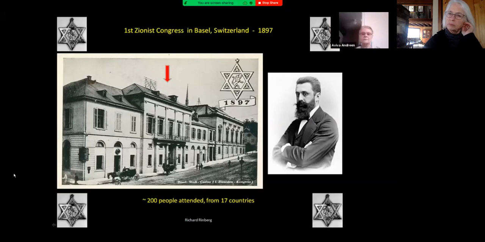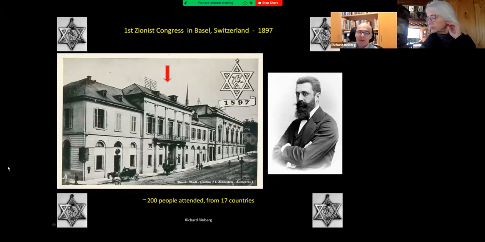And here you have a postcard from 1897. Where I've put the red arrow, that's the casino where the First Zionist Congress is going to take place. Almost 200 people are going to attend from 17 different countries. Some will be official delegates of the Jewish community in those countries. Others will just be people who are interested to attend. And you can see in the postcard, they picked up on Herzl's idea of the Magen David with the lion rampant, if you want, the Aryeh Yehuda, the Lion of Judah, with the 7 stars.